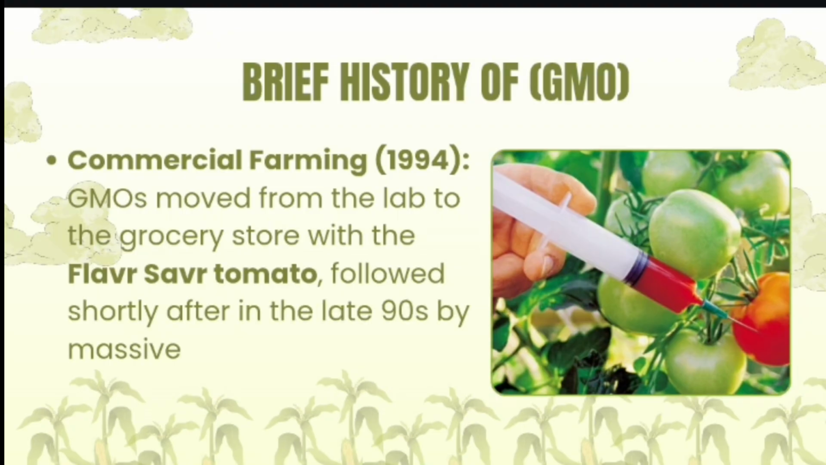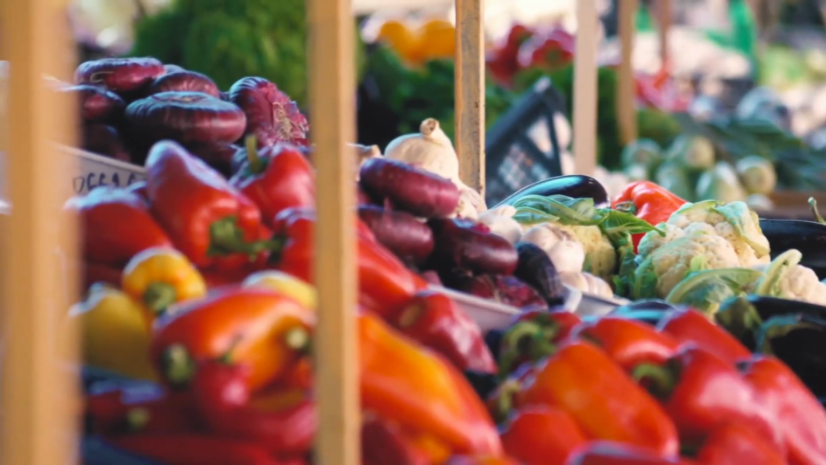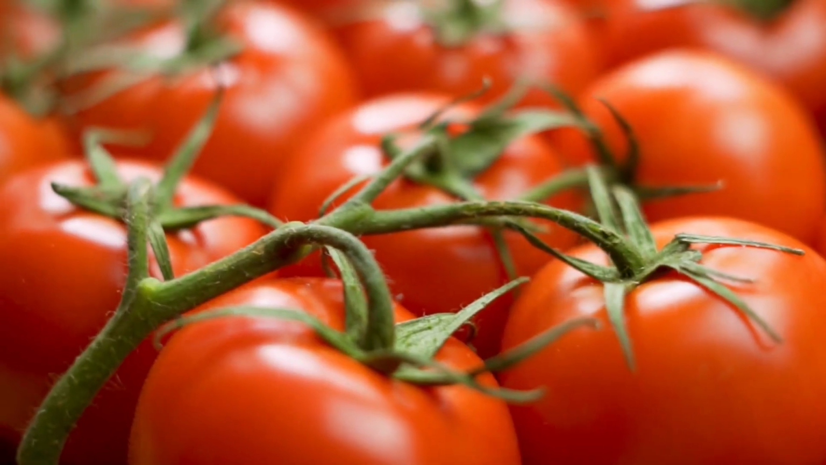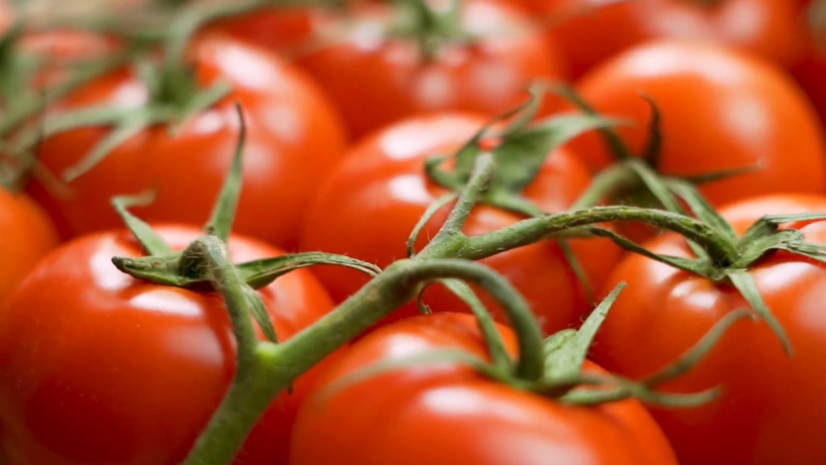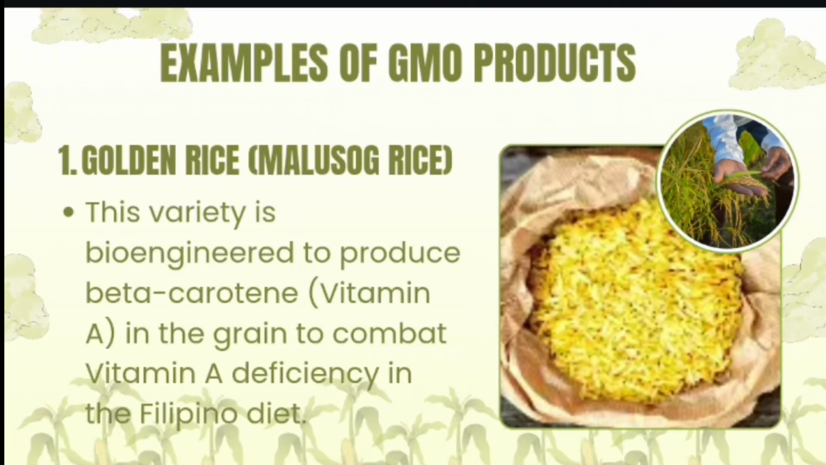Then in 1994, GMOs finally moved from the laboratory to grocery stores. The very first GMO food available in the market was the Flavr Savr tomato. It was designed to stay fresh and firm for a longer time. After that, in the late 1990s, more GMO crops were introduced, especially the large industrial crops such as herbicide-resistant soybeans and corn.